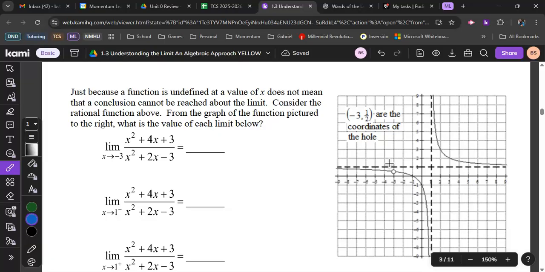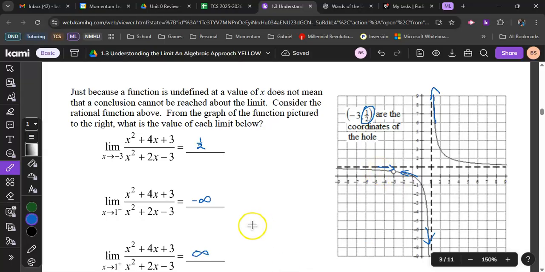Okay, so consider that function above, this guy here that we already did. And from the graph of the function pictured to the right, what is the value of each limit? So as we approach -3, we can see here that the coordinates of the hole are at 1/2, so this should be 1/2. Correct? Guys all with me on that one? Perfect. Now, what about if we approach 1 from the left-hand side? We're going to drop down here to -infinity. And when we approach it from the right-hand side of 1, we're going to fly up to +infinity.